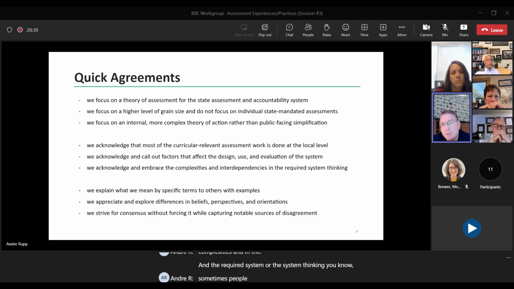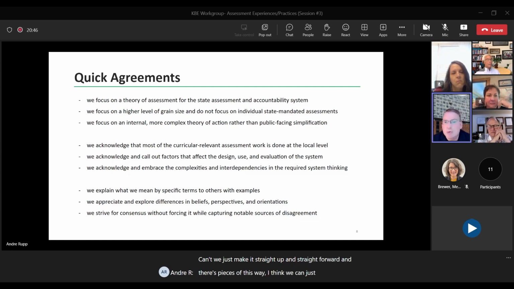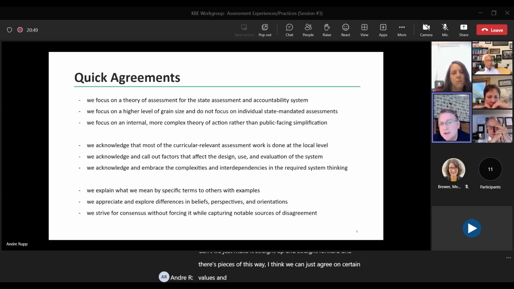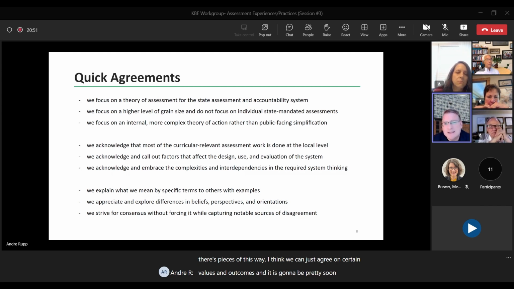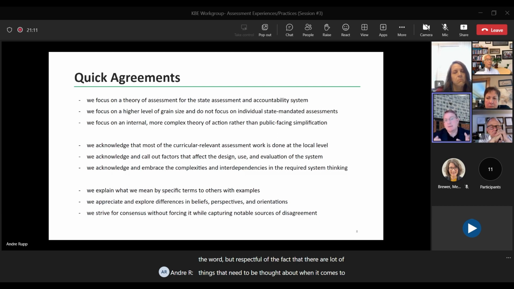We all want things simple, right? Can't we just make it straightforward? There are pieces of this where I think we can just agree on certain values and outcomes, and it is going to be pretty straightforward. Some things may seem almost like an intellectual abstraction. But I also think it is healthy to be a little bit humble, respectful of the fact that there are a lot of things that need to be thought about when it comes to the design, implementation, and evaluation of assessment and accountability systems.